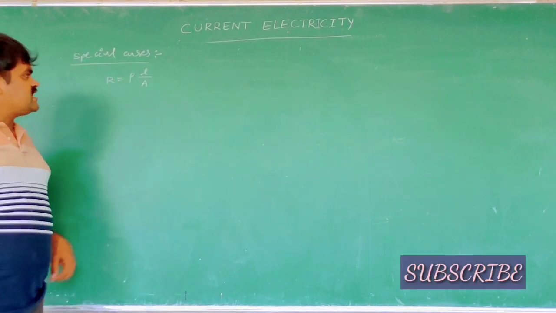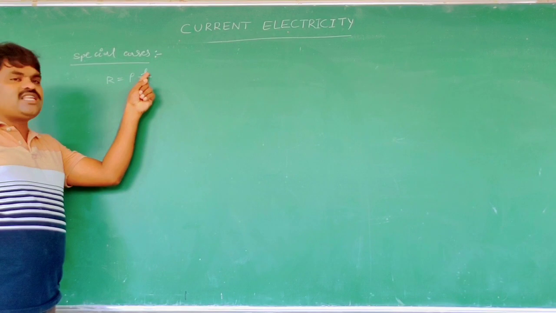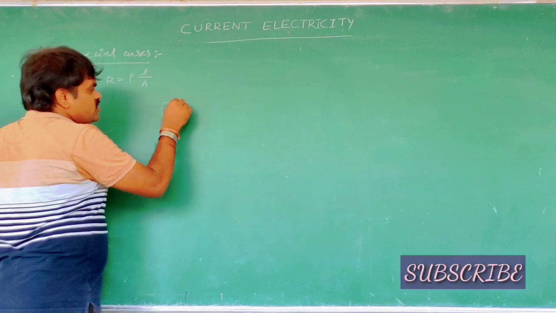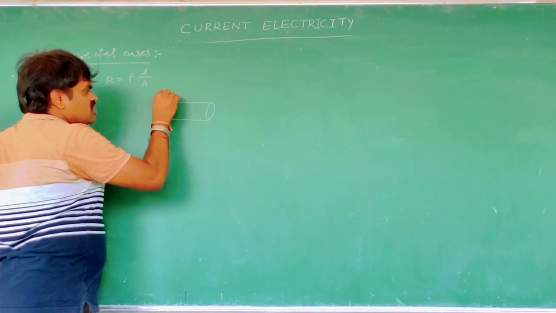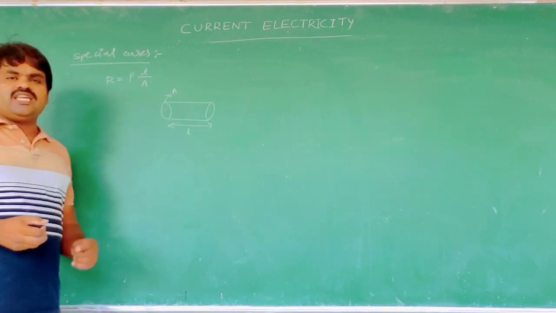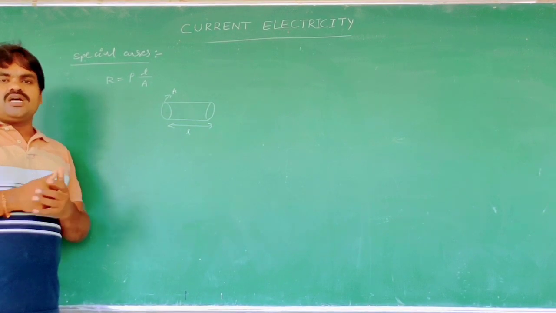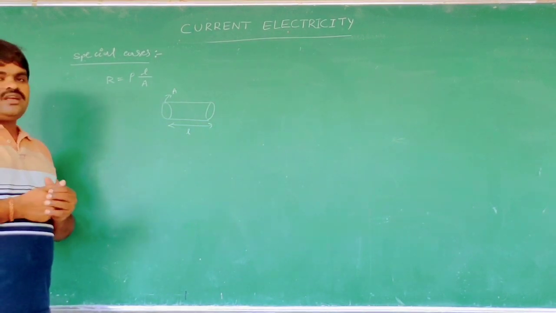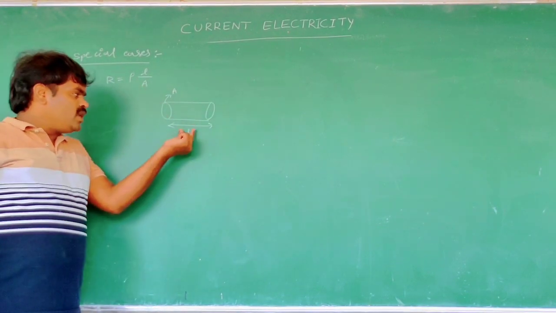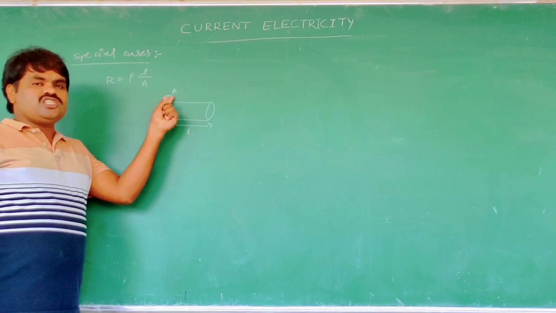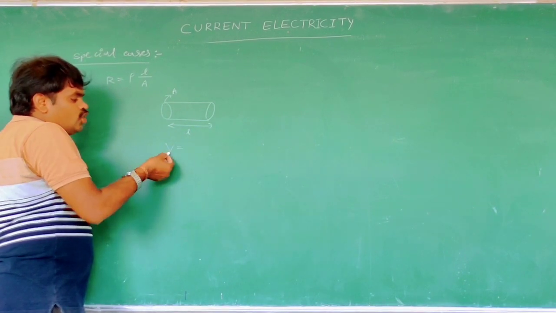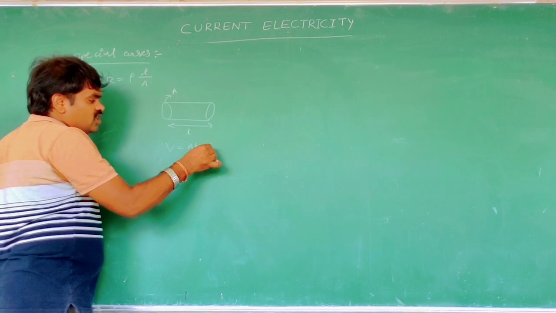where rho is the resistivity of the conductor, L is the length of the conductor and A is the cross-sectional area of the conductor. This is the conductor of cross-sectional area A and length L. If the conductor is elongated, stretched, drawn or twisted, the volume of the conductor remains constant. The volume does not change, but there may be a change in length and a change in area, but the total volume of the conductor must be constant. That is, volume equals area into length, and that must be constant.